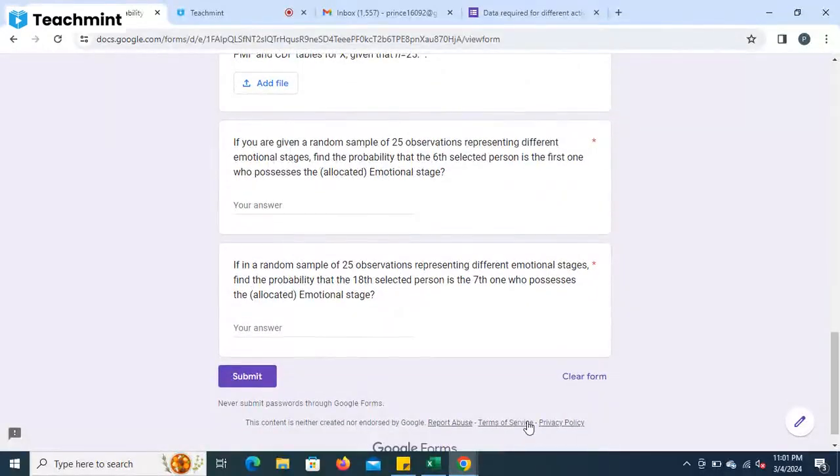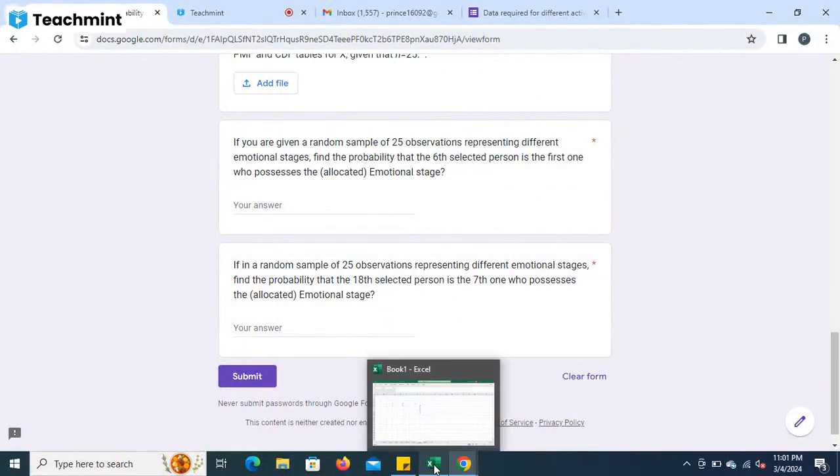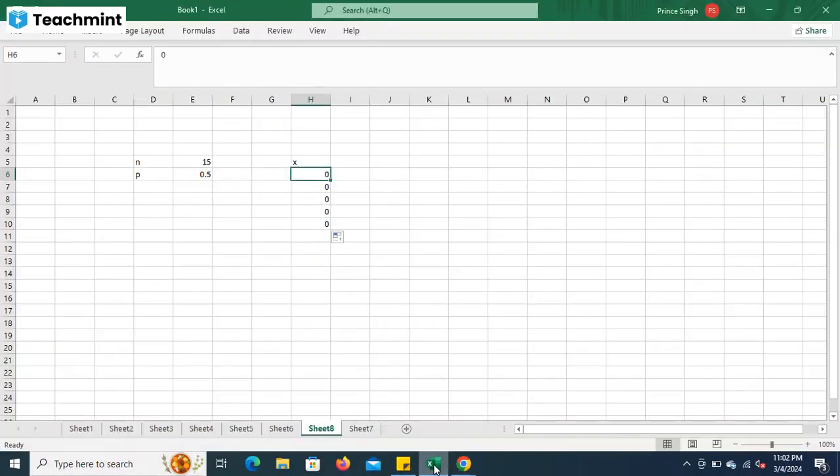Okay, so I'm going to show you how we are going to perform this activity if we are given certain information. Let me consider a blank Excel sheet. The first one is the activity related to the binomial distribution. In case of binomial distribution, suppose we are given the number of trials, say 15, and the probability of success, say 0.3.